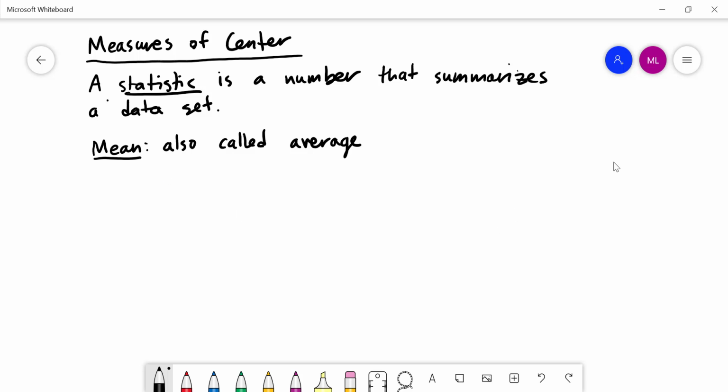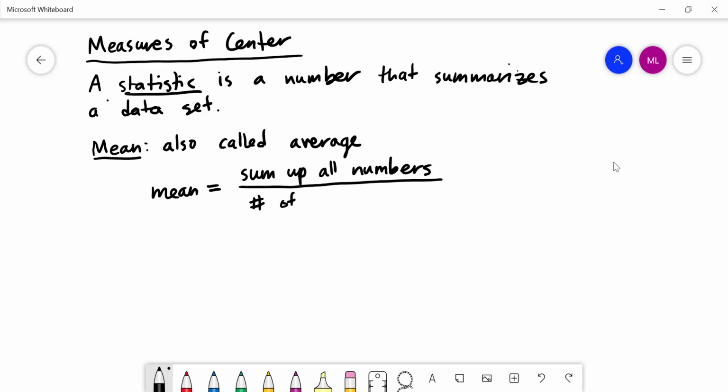More generally, if we're trying to find the mean, we have a general formula, and it's basically if we have a long list of numbers, we want to sum up all of those numbers, so all the numbers in our data set. And then I want to take that and divide it by the number of numbers. And this is the general formula.